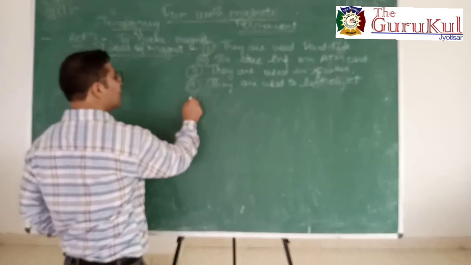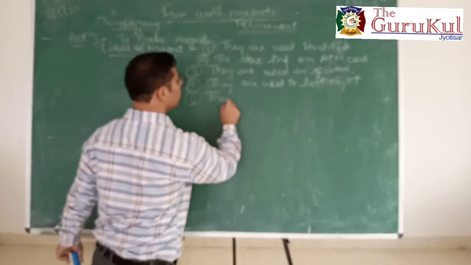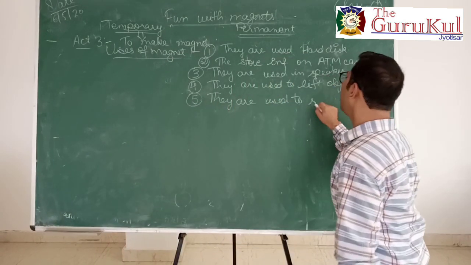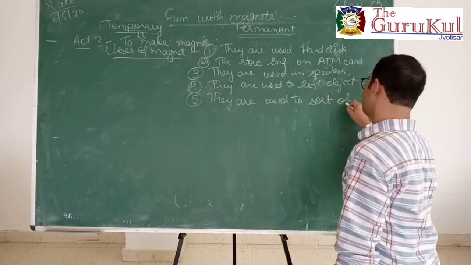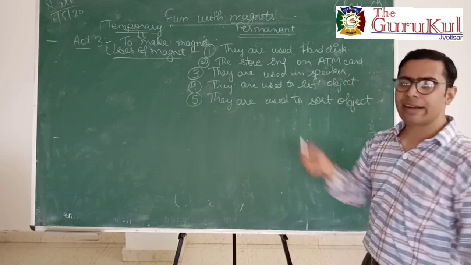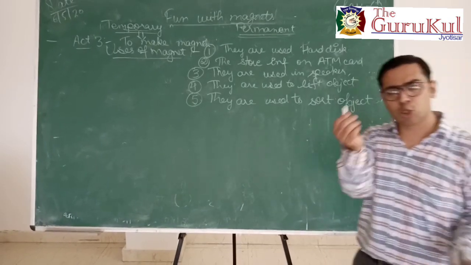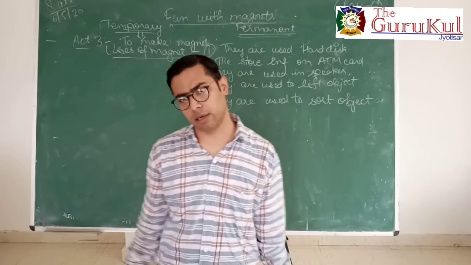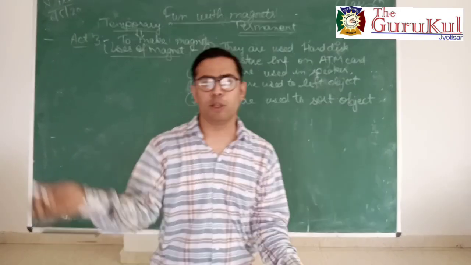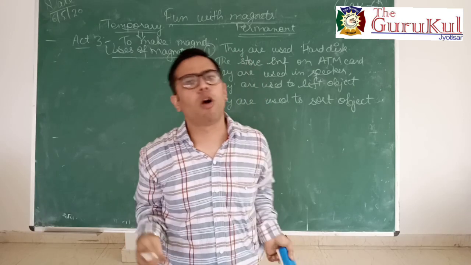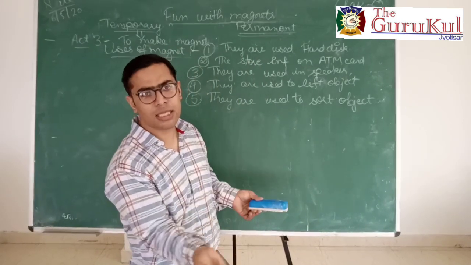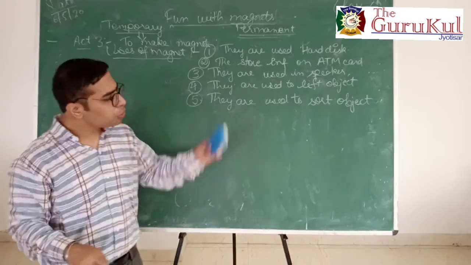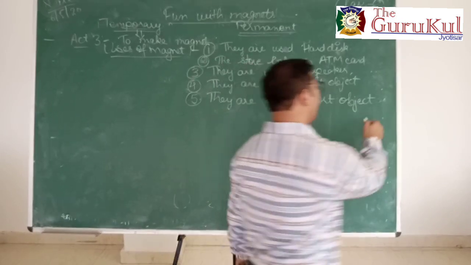Understand? Now last point, they are used to sort objects. Magnets are used to separate objects. Suppose you have a mixture made up of sand and iron. Suppose you mix sand and iron together and you bring a magnet near the mixture. So what will you find? The iron pieces will get attracted towards the magnet and the sand will be left behind. So in this way you can separate different types of objects.